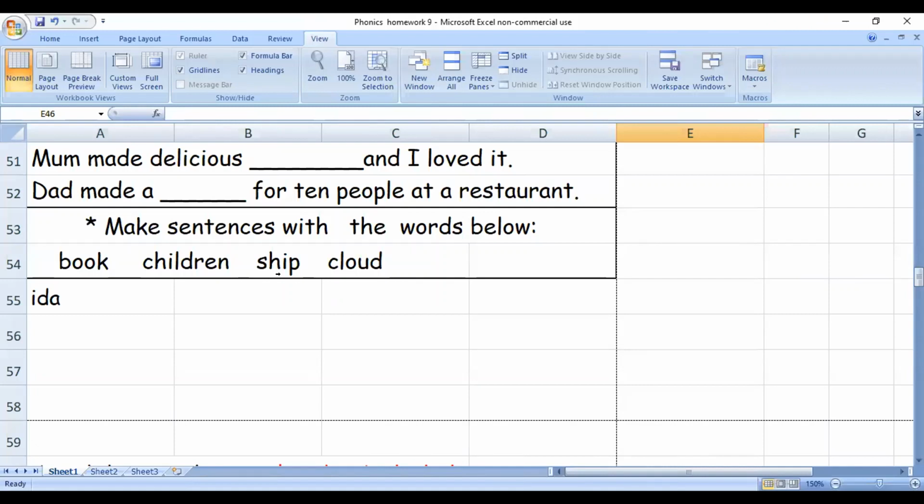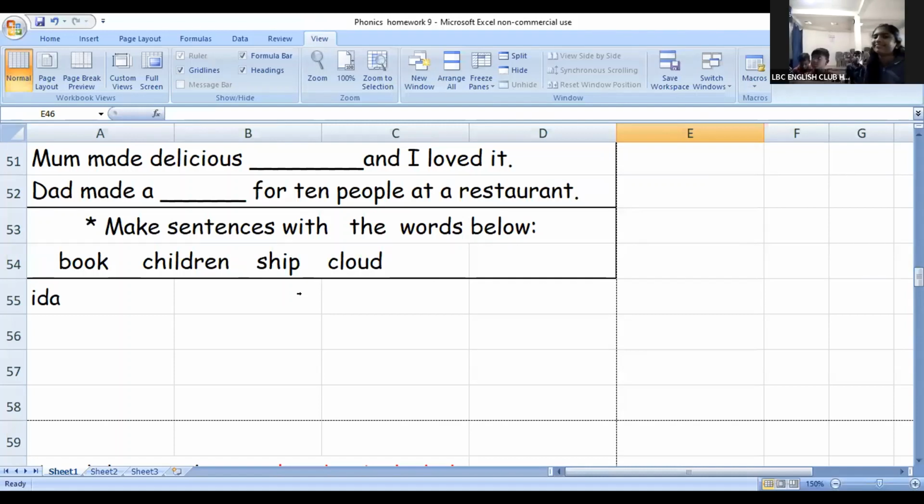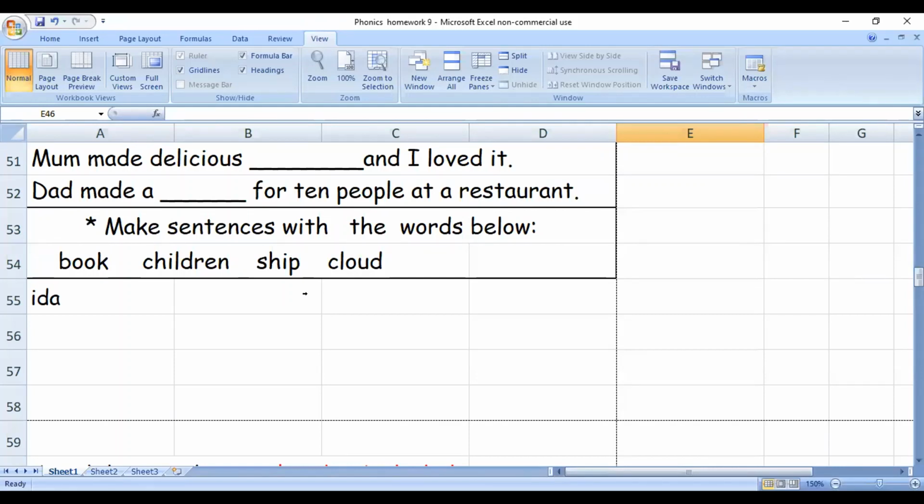Can you make a sentence with ship? If you can't make a sentence with ship, you can make one with any of the words. Which one do you want? You can choose your own words. Yes, who is going to do it? You need to unmute before you read.